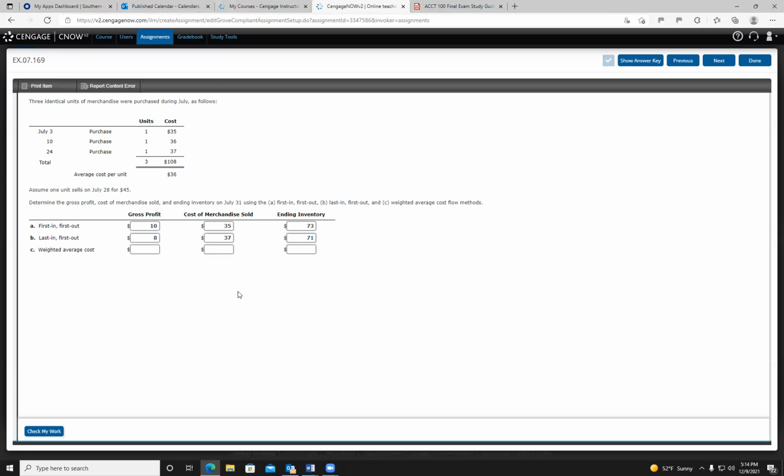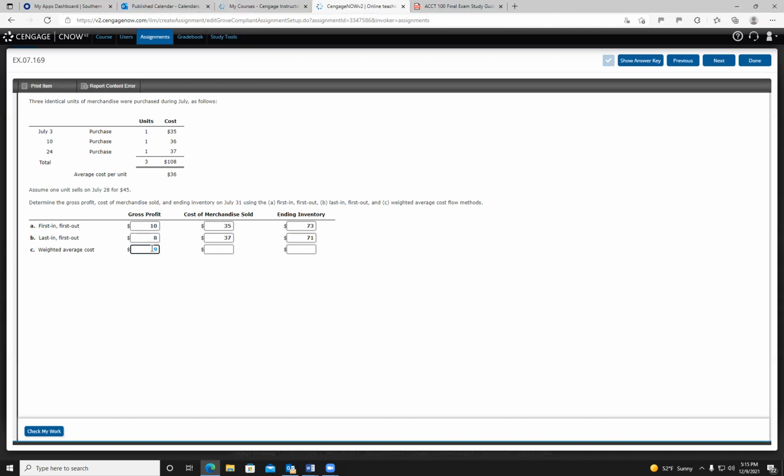All right. The last one we're going to do is called weighted average cost. Your weighted average cost is simple. You're going to take the average cost of all your units. So we bought 3 units at a total cost of $108. So you take 108, divide it by 3, and you get an average cost per unit of $36. It even did the math for you here. To determine gross profit using the weighted average cost, you're going to take the sale price of $45 and subtract out the average cost per unit of $36. So 45 minus 36 equals 9.